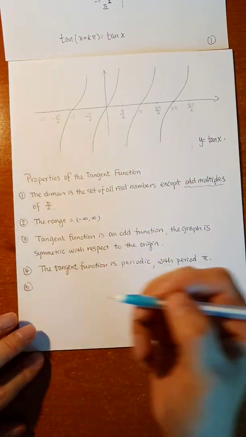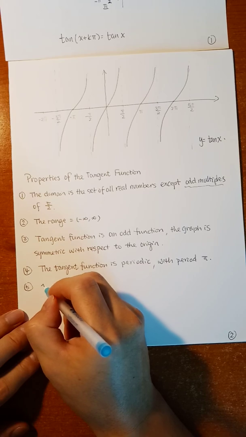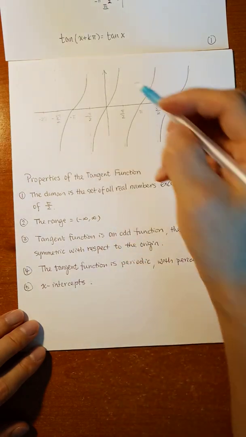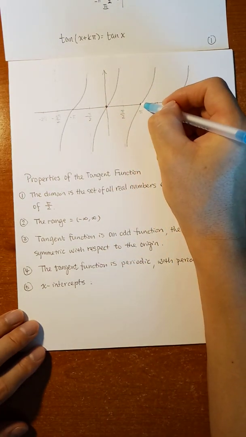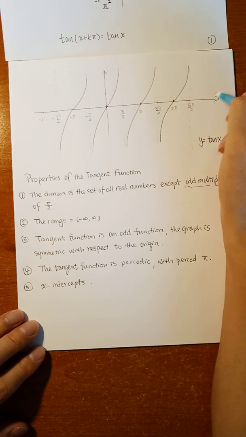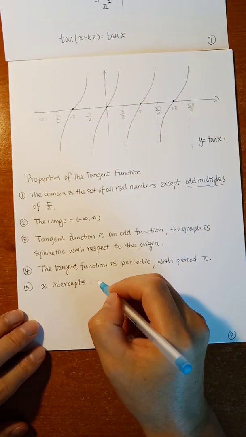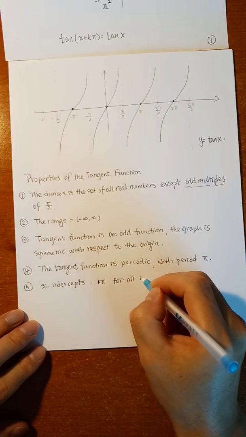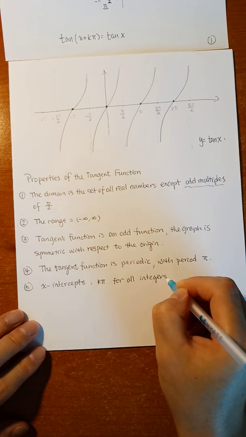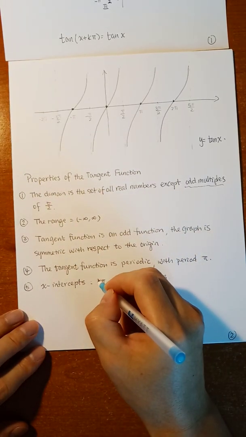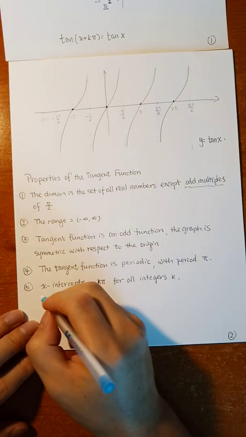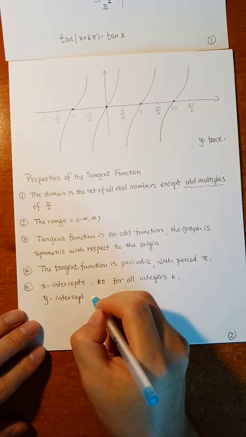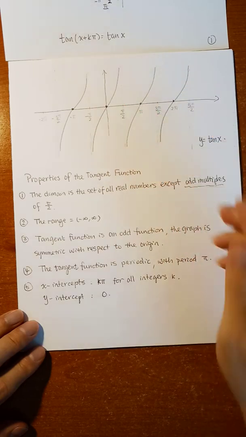Five. X-intercept. What are the x-intercepts? 0, pi, 2 pi, 3 pi, 4 pi, or negative pi. So k pi, for all integers k, positive or negative. Y-intercept. Zero. Only this point is a y-intercept.